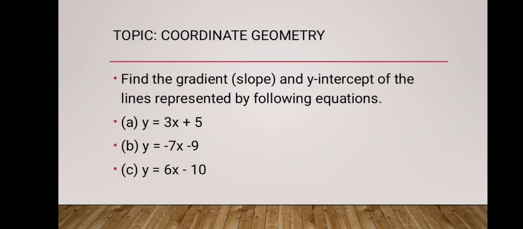In the case of part B, minus 7, which is the coefficient of the variable x, is your gradient, whereas minus 9 is the y-intercept. In the same way, in part C, 6 is the gradient of the line and minus 10 is the y-intercept.